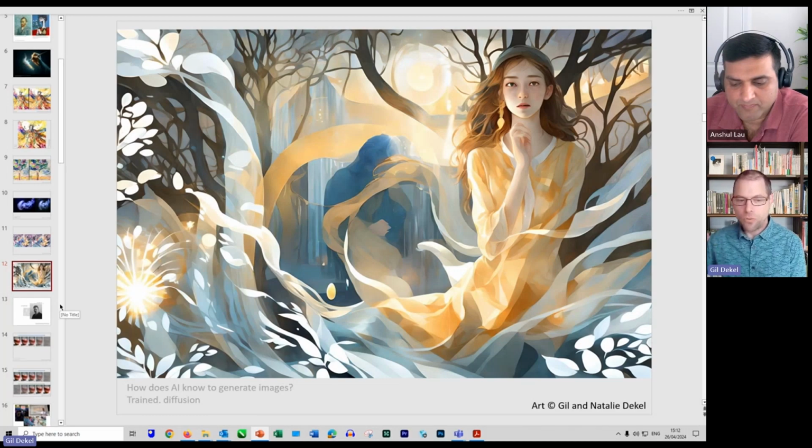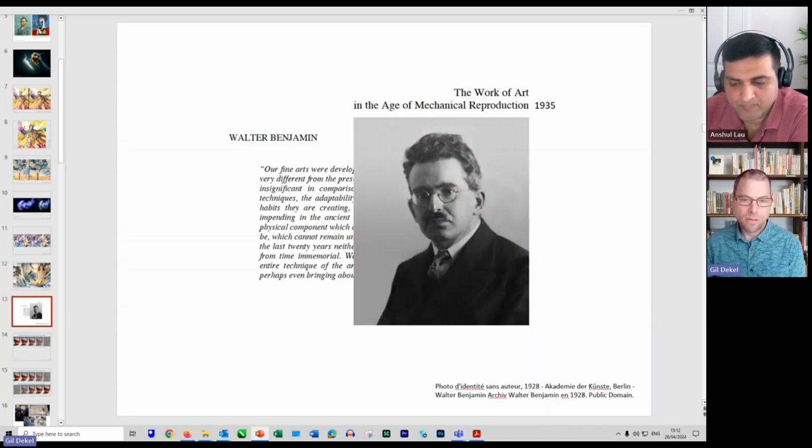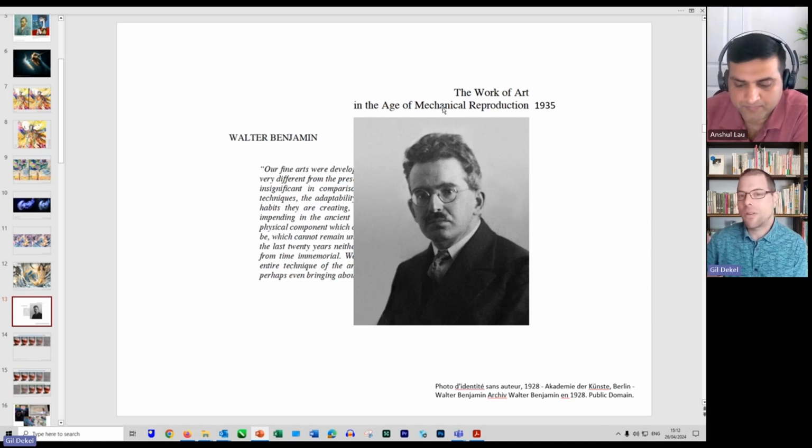Now, this ability to reproduce more and more images brings us back to the work of Walter Benjamin, in his famous article called The Work of Art in the Age of Mechanical Reproduction. He wrote it in 1935, 90 years ago. Whatever he says there is still relevant today. If you take the word mechanical and put the word digital reproduction, his article is still relevant. He's actually talking about losing the authentic experience of the artwork with the fact of reproducing more and more copies. So he's actually speaking against it.